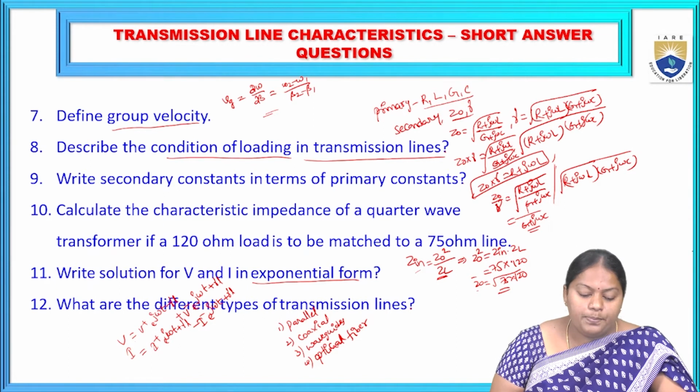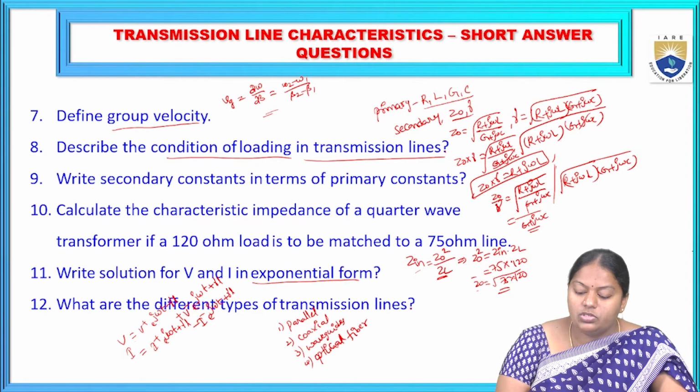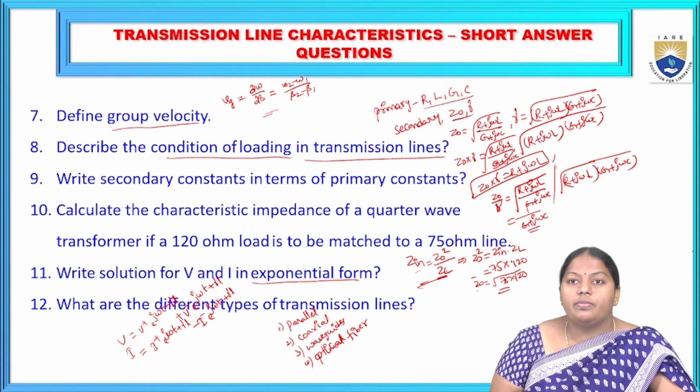Now gamma by Z0 equal to G plus j omega C. Now to calculate the characteristic impedance of a quarter wave transformer, we consider Zin is equal to Z0 squared by ZL.